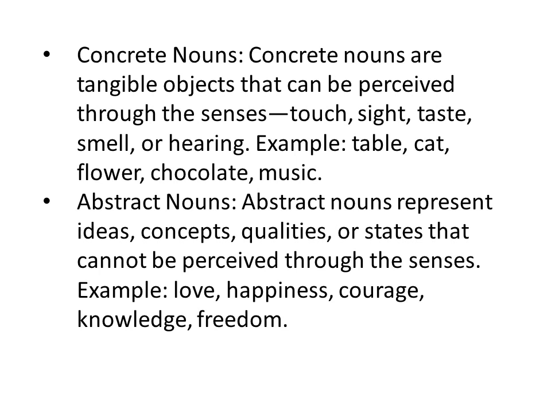Abstract nouns represent ideas, concepts, qualities, or states that cannot be perceived through the senses. For example, love, happiness, courage, knowledge, freedom. When you see a person, you cannot tell whether the person has proper knowledge of a subject or not. So it cannot be perceived through the senses. Such a noun is called an abstract noun.